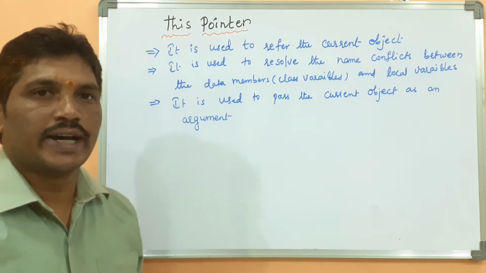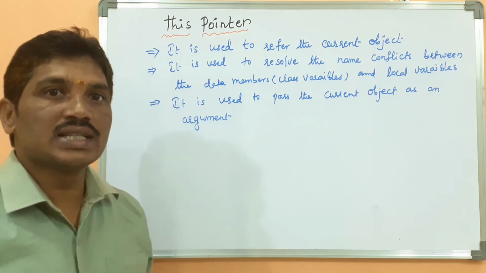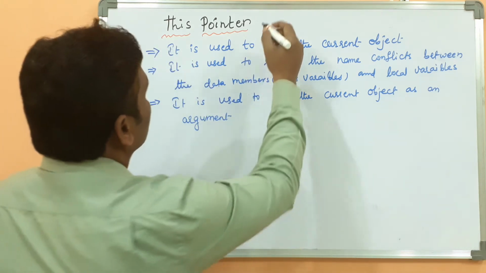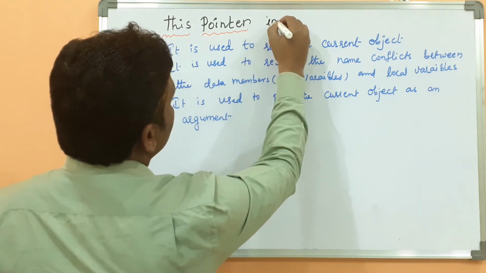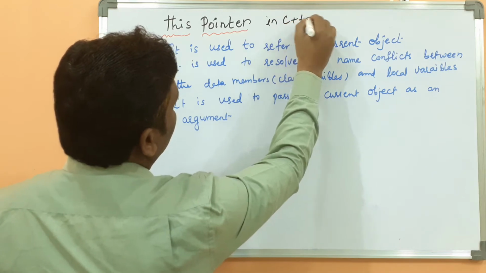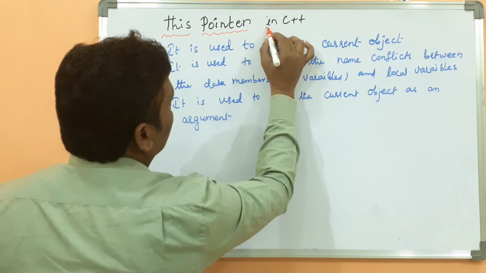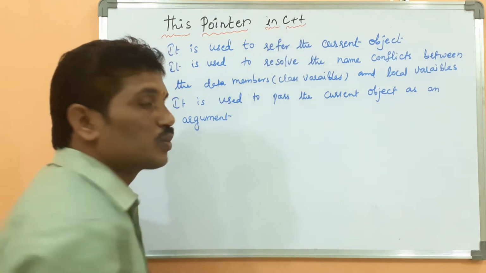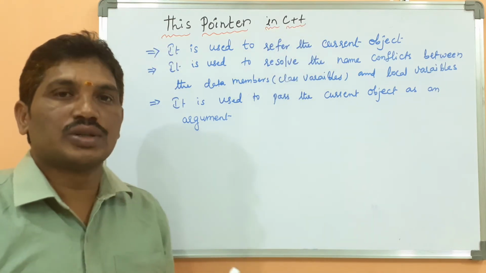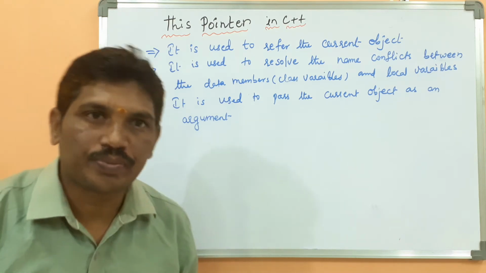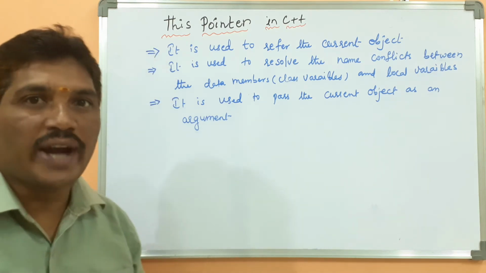Let's talk about the this pointer concept in C++. How will it be useful in C++? You know what a pointer is: a pointer is used to store the address of another variable. But what is this pointer?